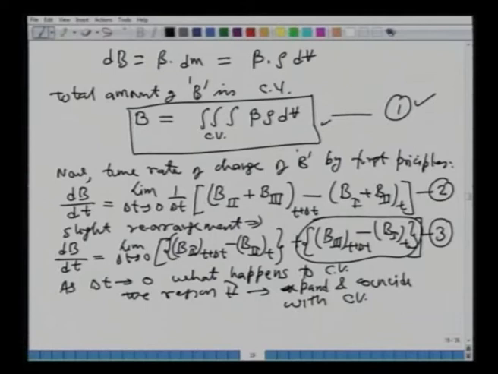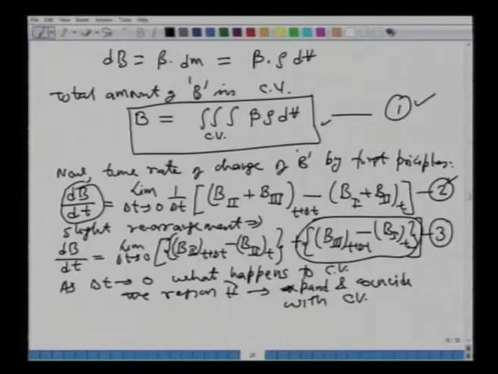Then we moved ahead and said that we will write the expression of dB by dt, that is the left hand side of our Reynolds transport theorem, using first principles, that is how we define the first derivative using our knowledge of calculus, in which we said that dB by dt is nothing but, under the limit, the extensive property at time t plus delta t minus the extensive property at time t.